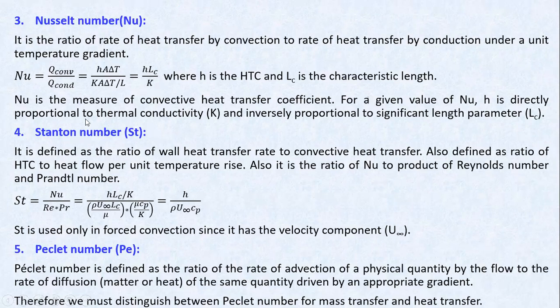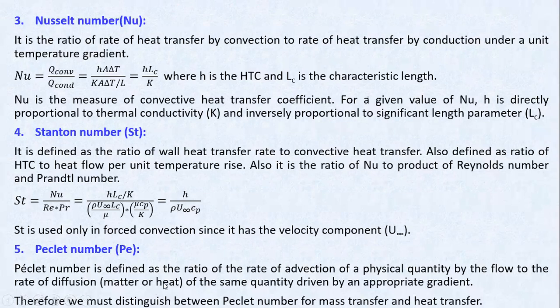The next dimensionless number is the Stanton number. The Stanton number is defined as the ratio of wall heat transfer rate to convective heat transfer, or in simple terms, the ratio of the Nusselt number to the product of the Reynolds number and the Prandtl number. If we substitute and simplify, we get the Stanton number as h by rho u infinity into Cp. This Stanton number is used only in forced convection because we find the velocity component here.